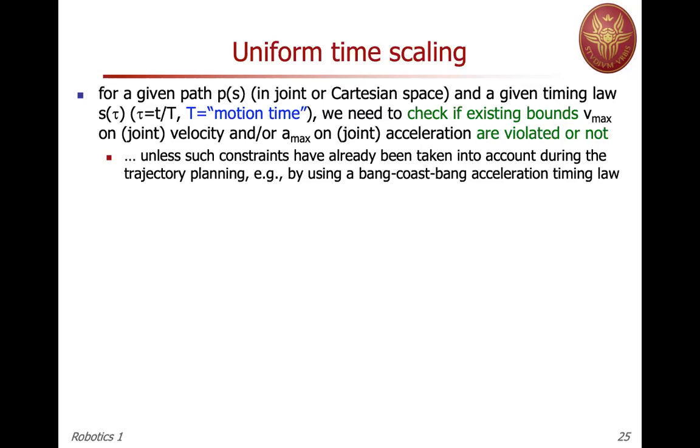Or if we have just moved one joint at a time independently, but each joint has satisfied its limit, so we don't have to check this afterwards. But in general, we have planned the trajectory for other reasons, maybe not taking into account these bounds.